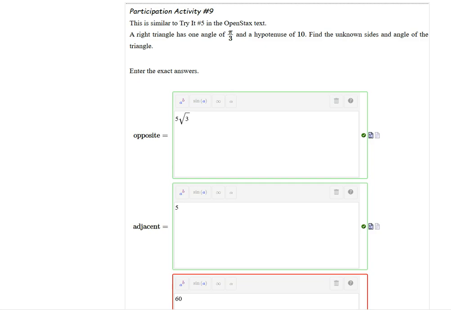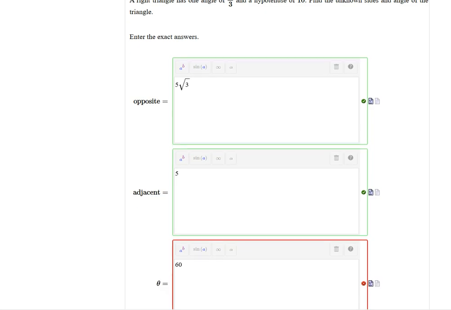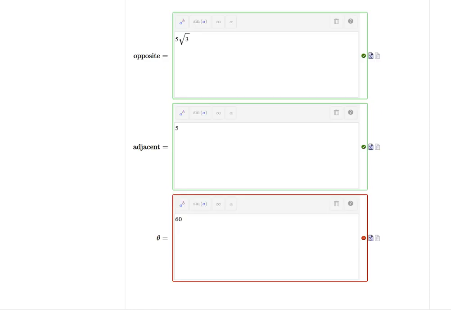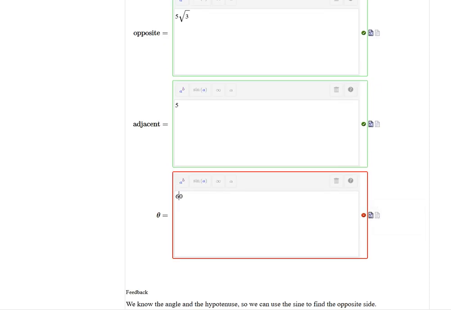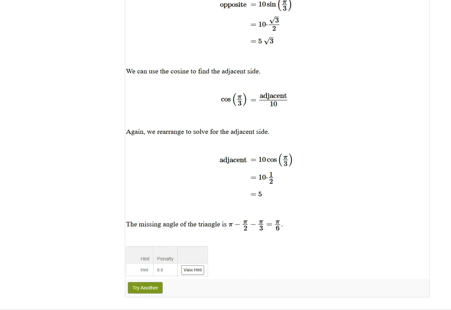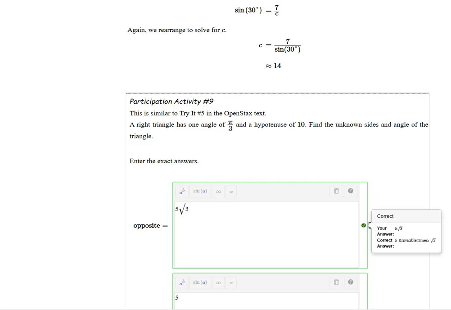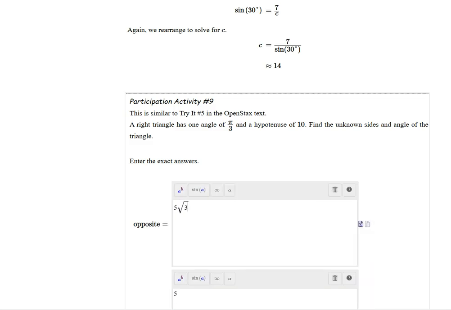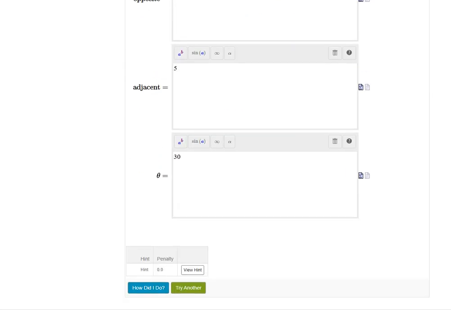Find the unknown sides and... Are they saying the unknown angle also? It says find the unknown sides and angle. Okay, well then the unknown angle would be 30. Do they want it in degrees or radians? Hang on, let's try it again. Oh, looks like they want it in... Click, there you go. I'm going to leave 30 and see if they take that.